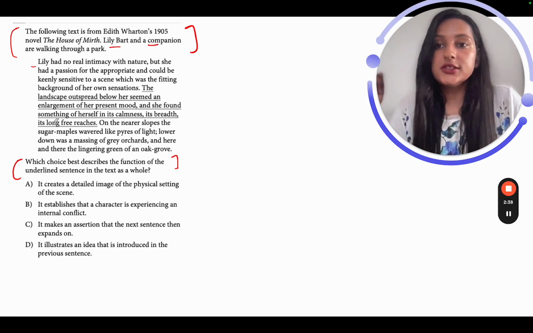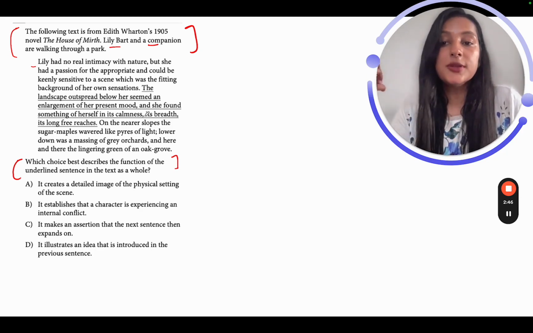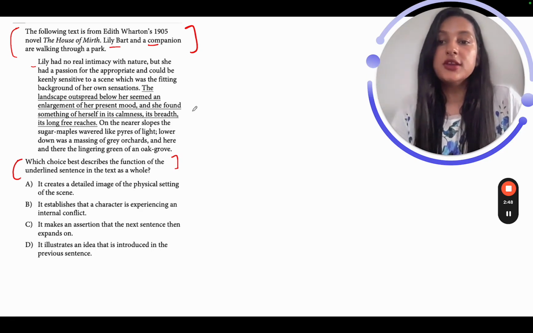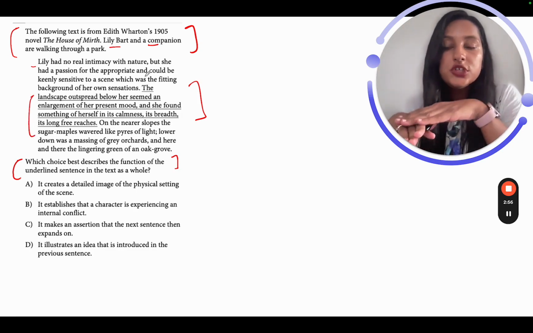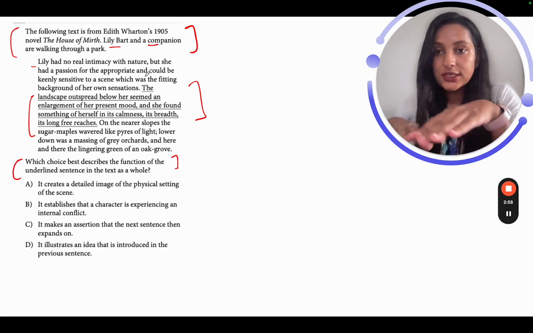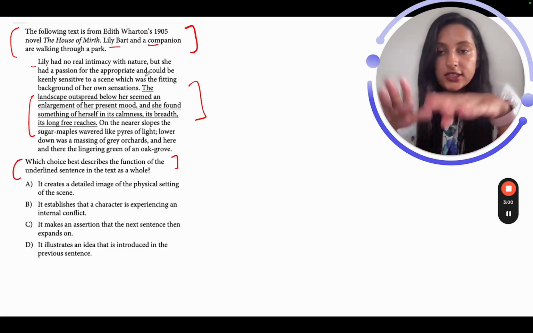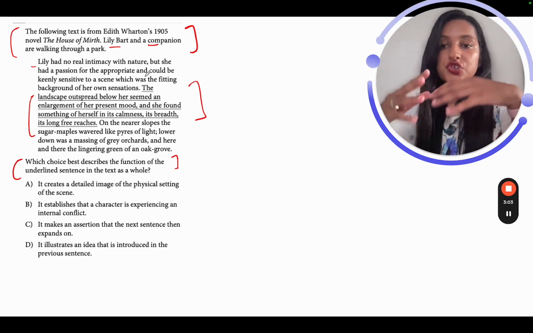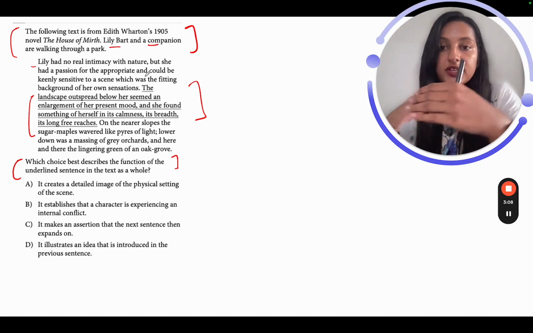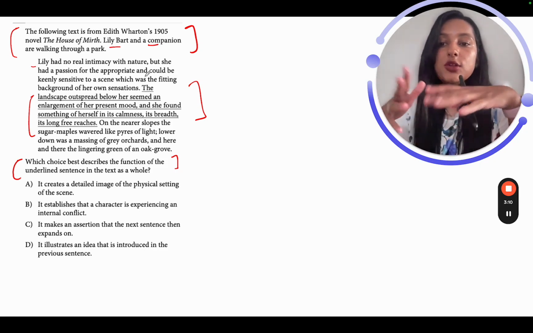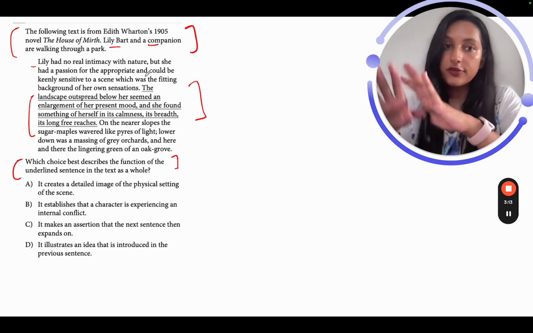The underlined sentence: The landscape outspread below her seemed an enlargement of her present mood, and she found something of herself in its calmness, its breadth, its long free reaches. Now this sentence basically explains how her mood and the environment are connected, right? Her mood and the environment. So she felt a certain calmness in this particular landscape. Its breadth, its long free reaches, is basically giving her some kind of calmness.